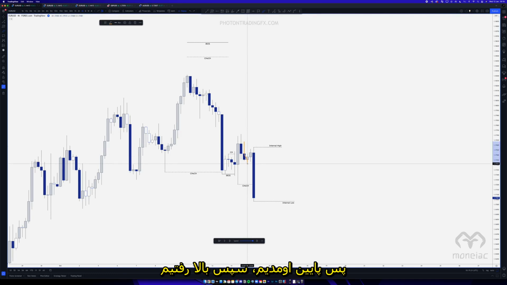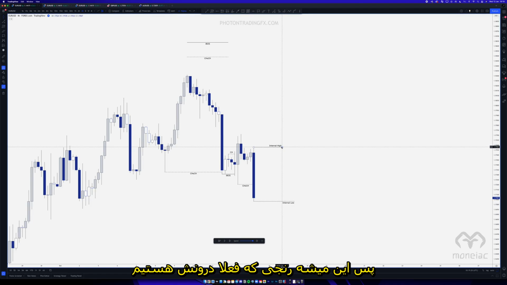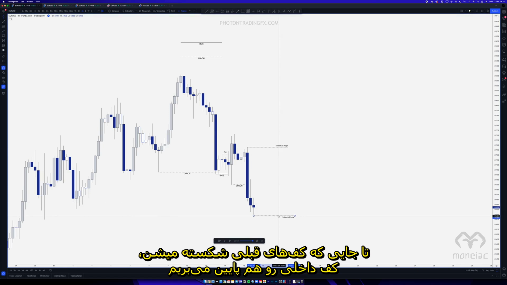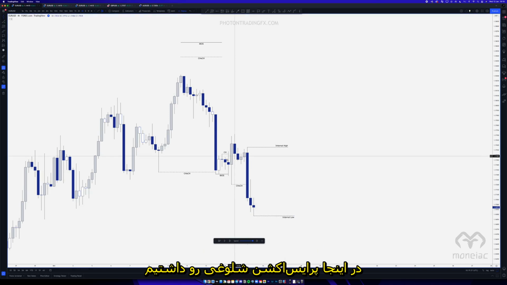So we've come down, we've come up, and then we come down, right? So this is the range we are playing within, and so on and so forth, right? And then we continue down, right? You just keep moving down the internal low whilst it keeps breaking the lows. So that was just a little bit of messy price action there.